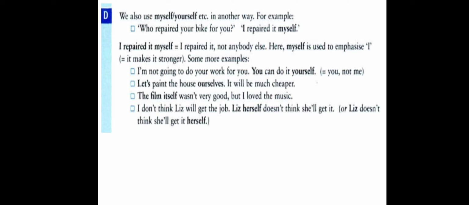We also use myself, yourself in another way. For example, who repaired your bike for you? I repaired it myself. Here we emphasize the subject. The myself is not the object. Myself refers to the subject I, and it emphasizes the subject, to assure that I myself did the action. So we say I repaired it myself.